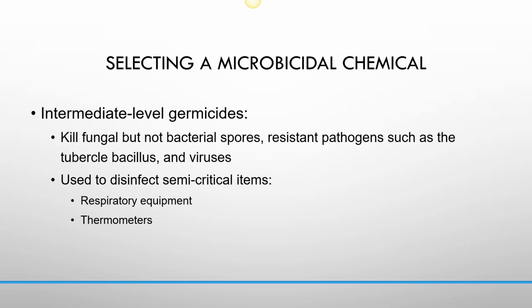Intermediate-level germicides kill fungal but not bacterial spores, resistant pathogens such as the tubercle bacillus, so Mycobacterium tuberculosis, and viruses. They're used to disinfect semi-critical items like respiratory equipment and thermometers. Respiratory equipment is considered semi-critical because the respiratory tract already has a lot of natural biota inside of it. So a lot of natural bacteria is already inside of the respiratory tract, so respiratory equipment is usually considered semi-critical.